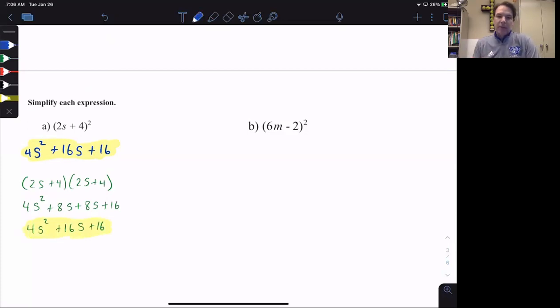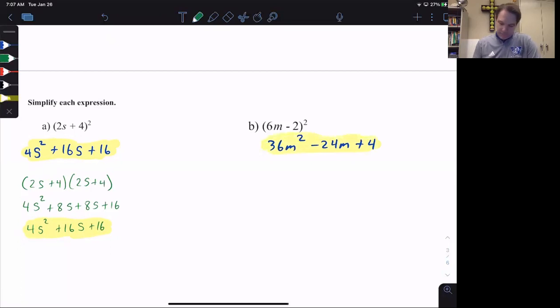Shortcut method using the special rule. 6m times 6m is 36m squared. I multiply my two terms together. 6m times negative 2 is negative 12m, and I double it. So negative 12m doubled is negative 24m. And then I take the last term times itself. So negative 2 times negative 2 is a positive 4. Okay.